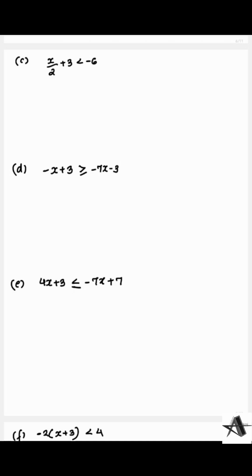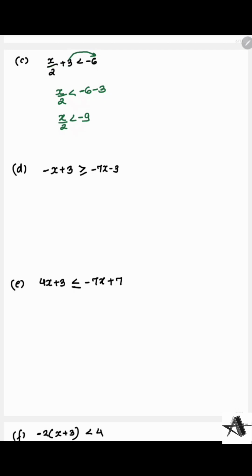Now, same thing, in order to isolate x, I need to transpose 3 onto the right hand side. So transposing it here, I'll get x over 2 less than negative 6 minus 3. X over 2 less than negative 9, and multiply. Don't do it here, multiply directly.